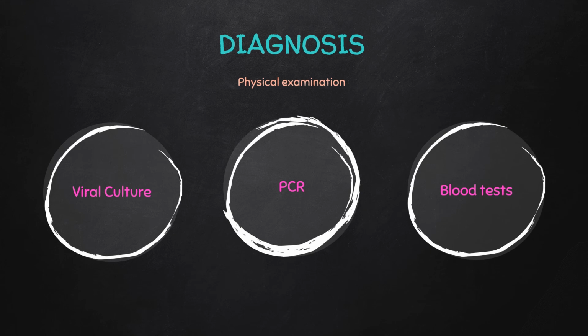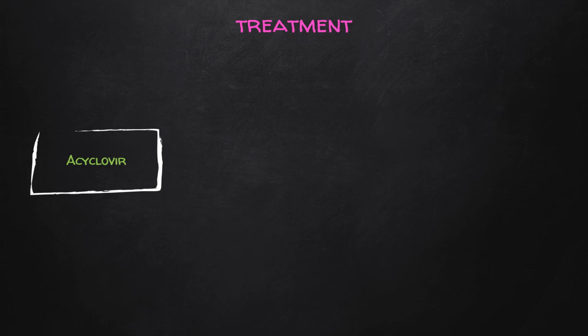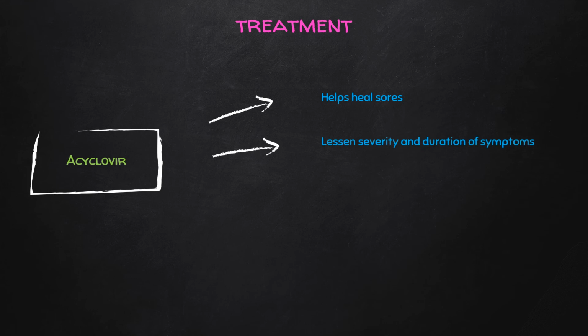There's no cure for genital herpes. Treatment with prescription antiviral medications helps heal sooner during an initial outbreak. It lessens the severity and duration of symptoms in recurrent outbreaks. It also reduces the frequency of recurrence and minimizes the chance of transmitting the herpes virus to others.